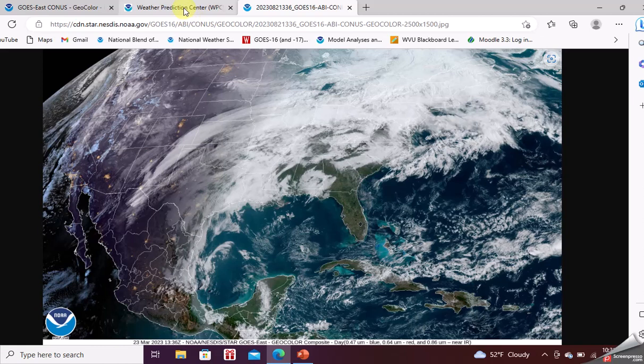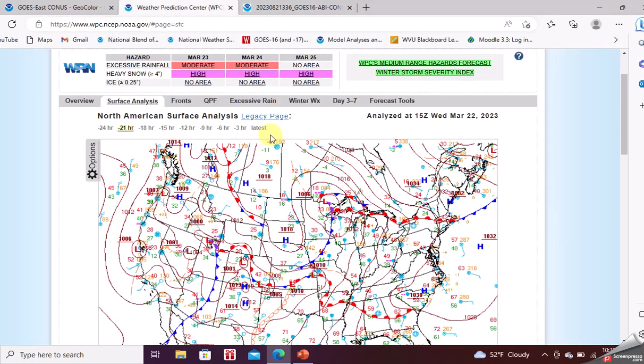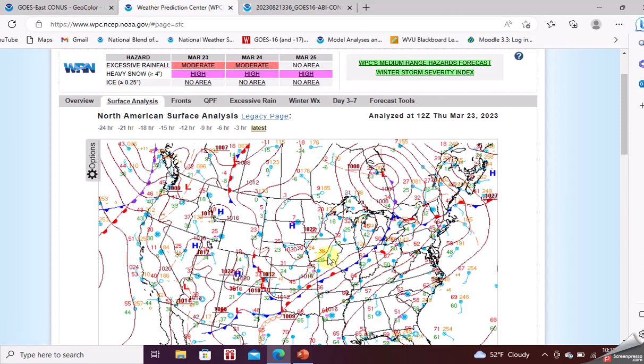Oh well, I lost it, what I had there. But there is a very strong jet right along this front. Actually, winds are gusting over 100 knots, 150 knots in this area right now. And the jet stream is always going to be on the cold side of the front.